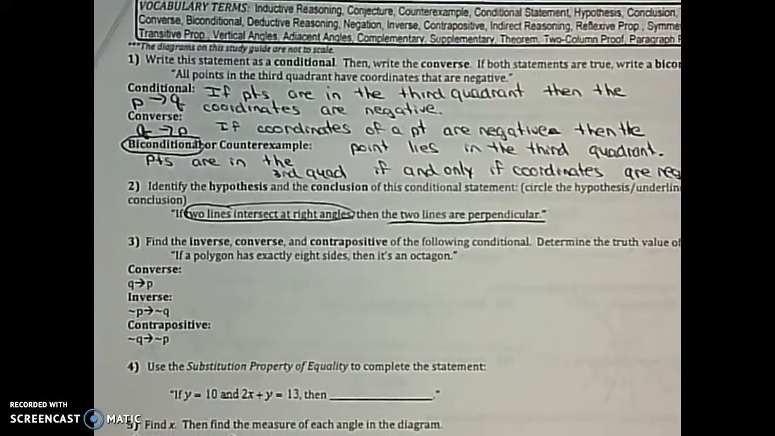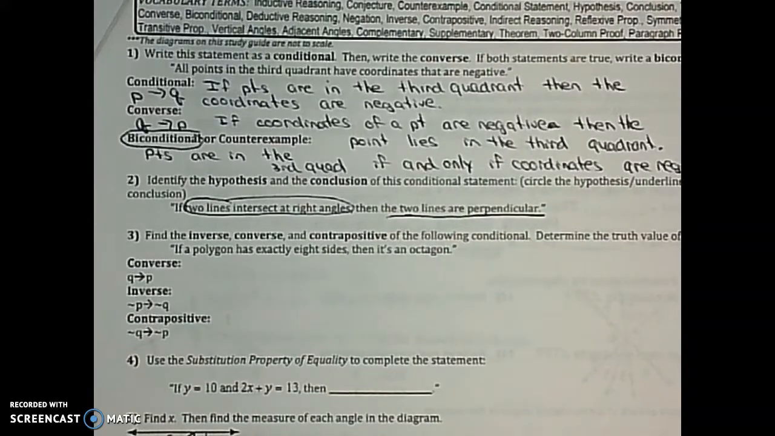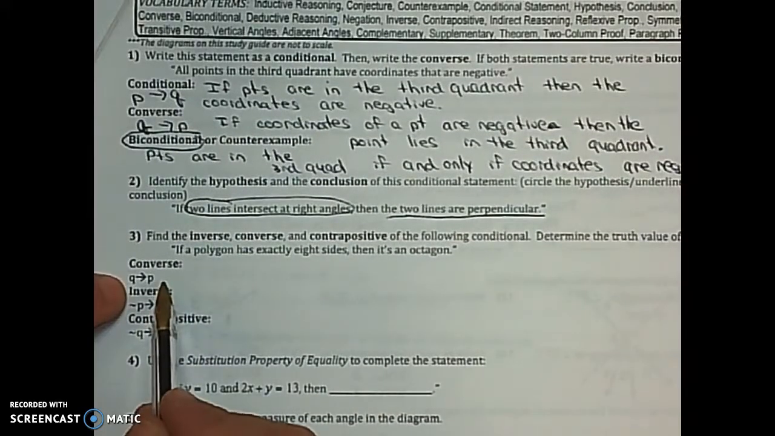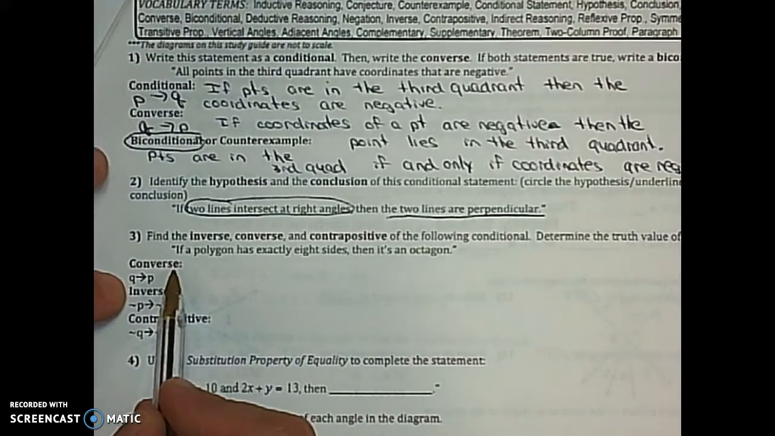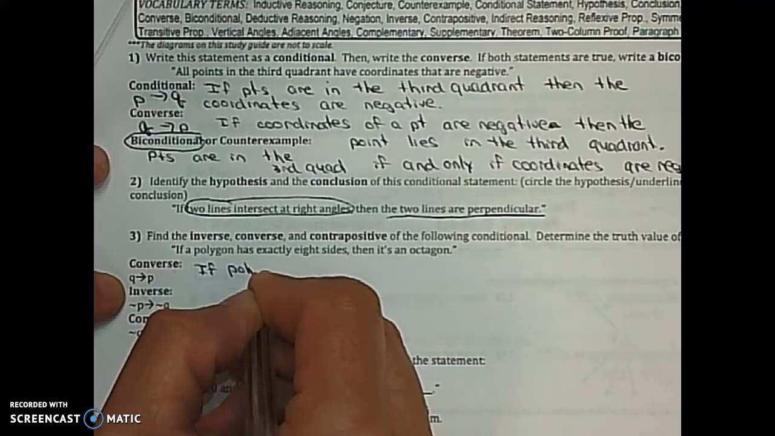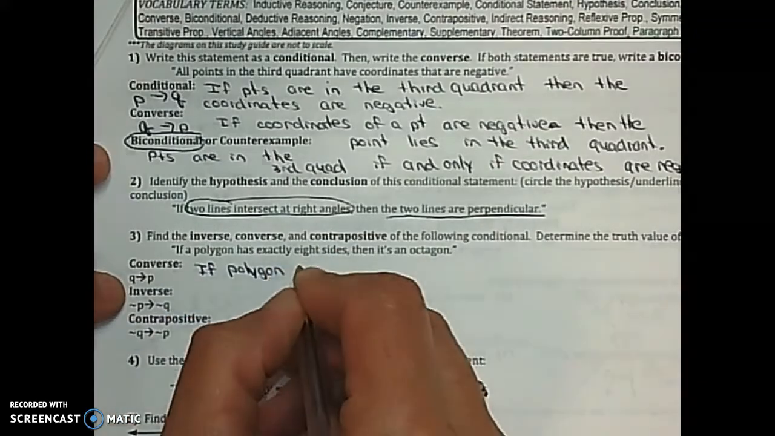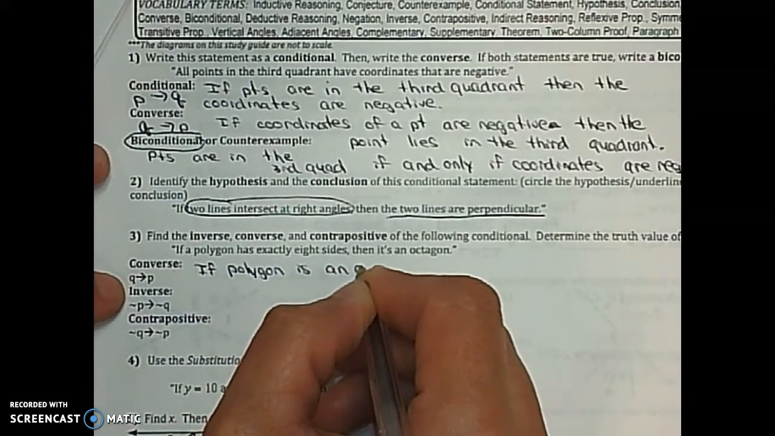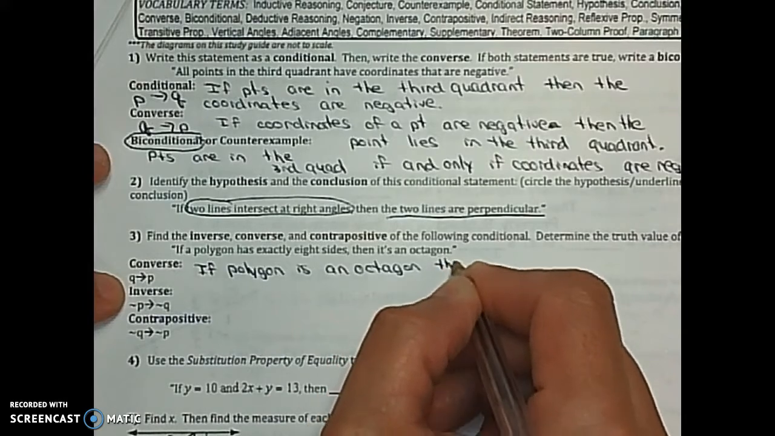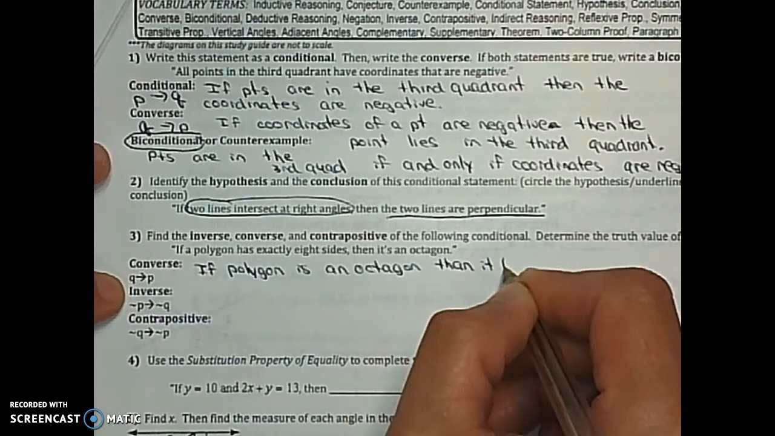Okay, moving on to question number 3. We have to find the inverse, the converse, and the contrapositive, and they actually gave us each of the symbols as well. So again, the first thing we're going to do is flip it. So this is going to be if a polygon is an octagon, then it has 8 sides.